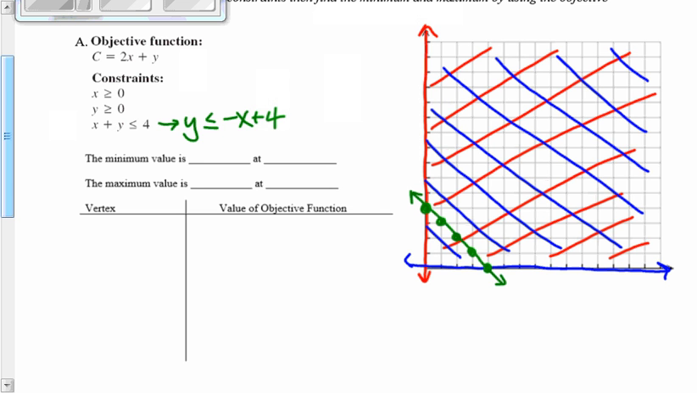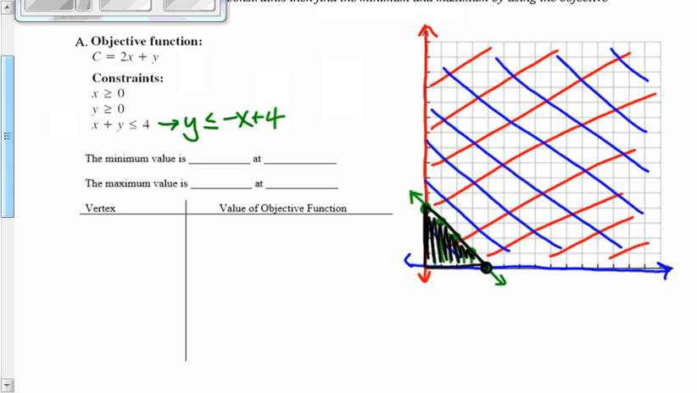And then it says y is less than, so we're going to shade below. And so our feasible region is going to be the region where all three of these inequalities were shaded, which is this triangle right here.